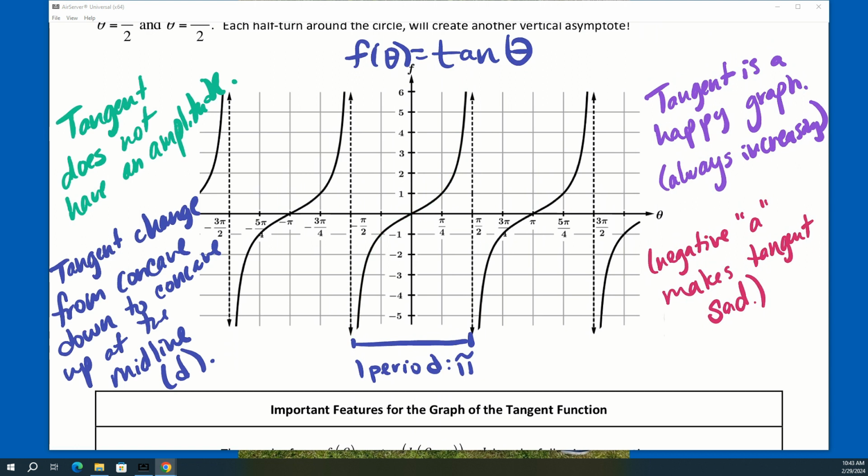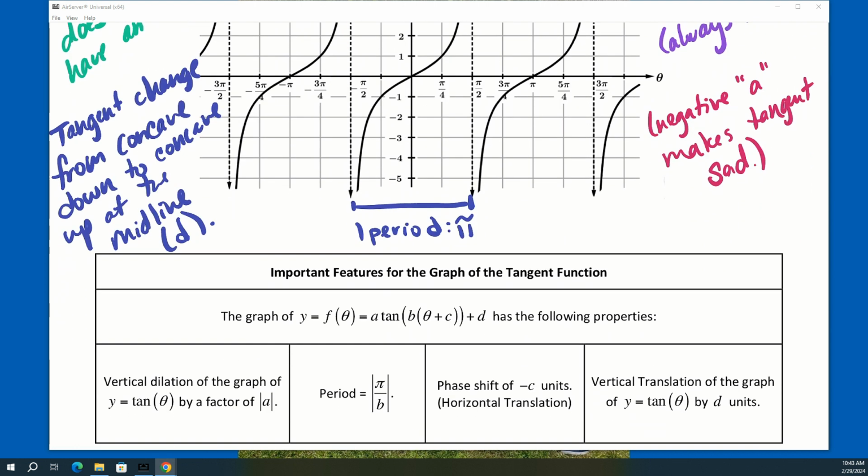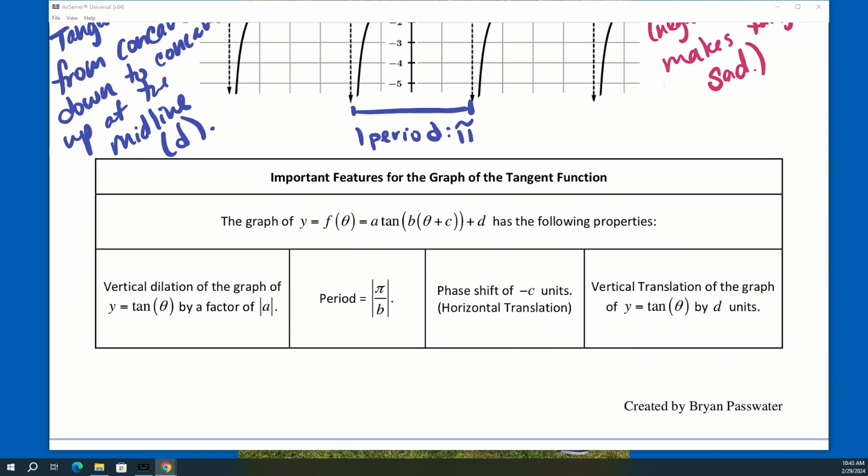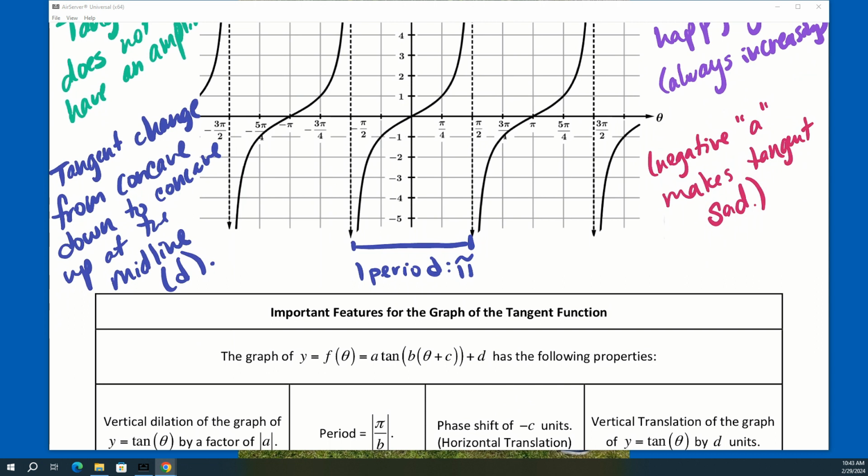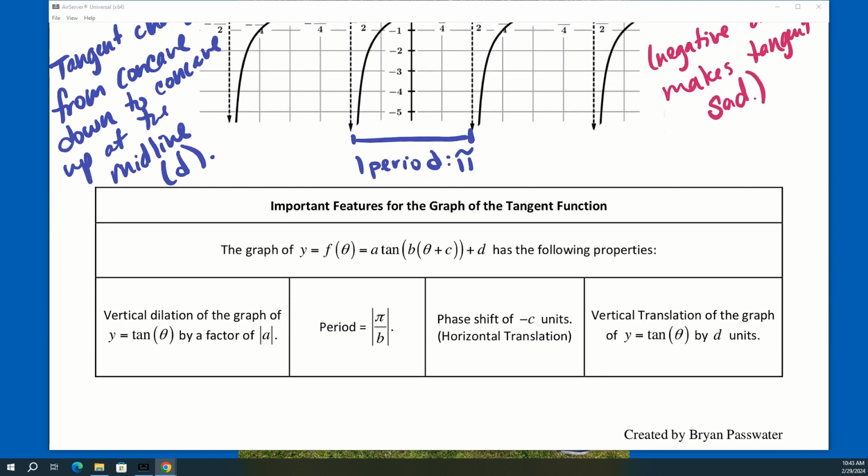Okay. So in this box, we have this generic form of the tangent graph where A, B, C, and D are all numbers in a real function. And the vertical dilation of the graph of tangent is by a factor of the absolute value of A, but A is not going to represent amplitude at all. The period is going to be the absolute value of pi divided by B. So do you remember the period of sine and cosine? It was 2 pi divided by B. So because the period of the original tangent is shorter, it's pi, when we find the period, we just do pi divided by B.